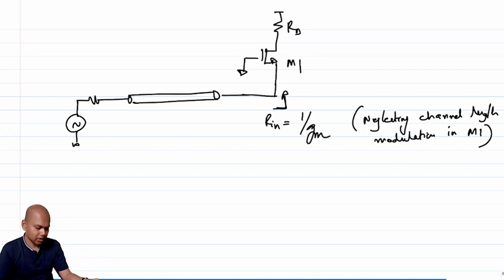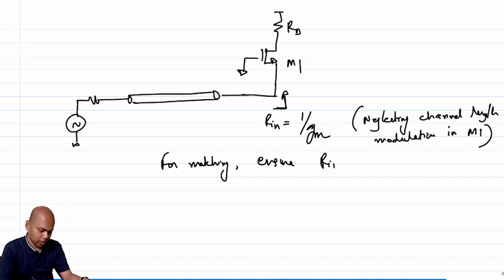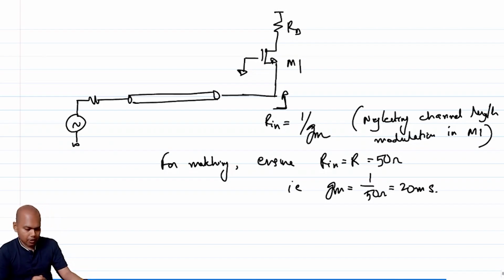If I want to ensure things are matched, what should I do? I have to ensure that for matching, Rin is equal to R, equal to 50 ohm, i.e. Gm equal to 1 over 50 ohm, which is 20 millisiemens, right? So you have to size your transistor and bias your transistor in such a way that it has a Gm of 20 millisiemens, and you connect it in the incremental model in the way that we show here, and you are going to get a match, right?